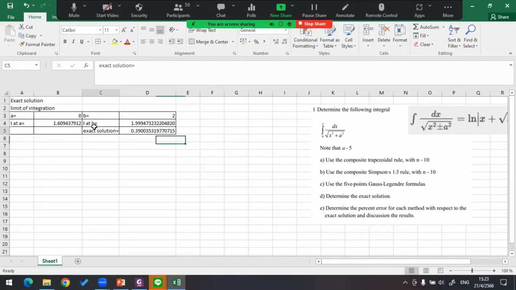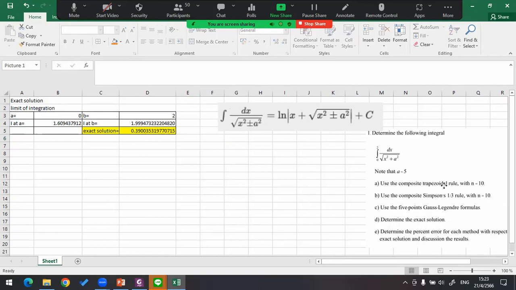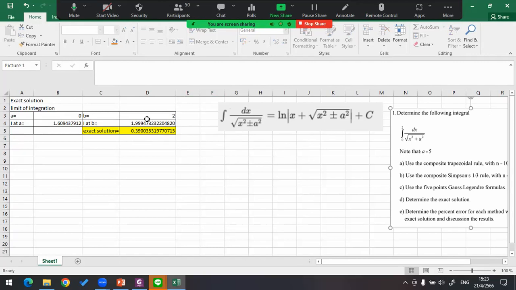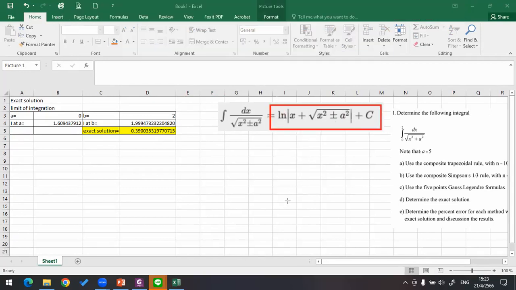So now we already have the exact solution here. You see that this is the exact solution. The exact solution comes from this formula, which is called the analytical solution. We determine it from this formula and obtain the exact solution.